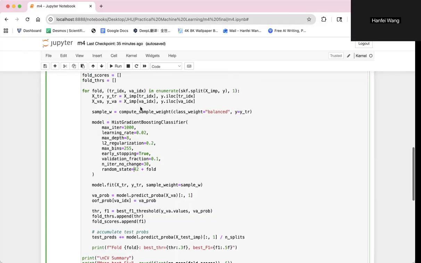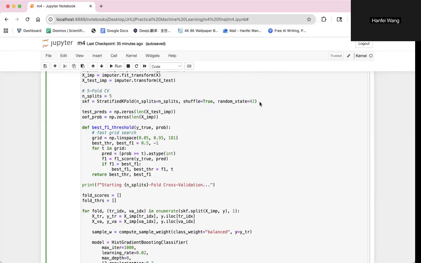The data set is imbalanced, meaning there are fewer positive cases than negative cases. To address this, I used balanced sample weights during training. This ensures that the model does not ignore the minority class. I also tuned the classification threshold after training to maximize the F1 score.